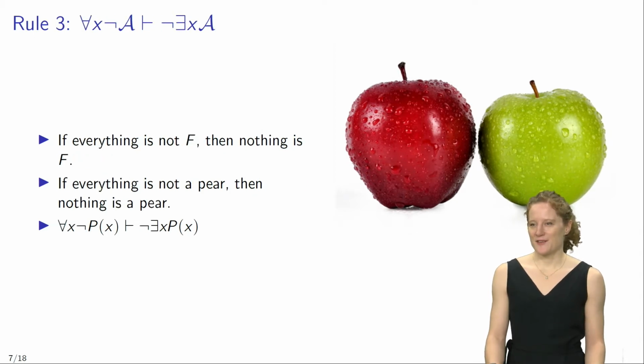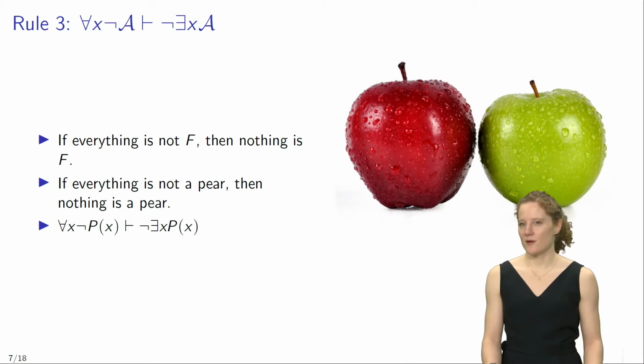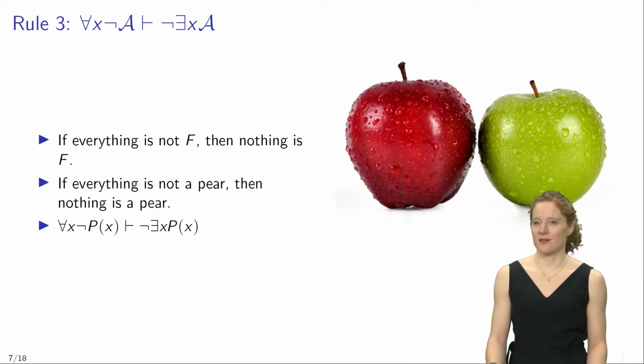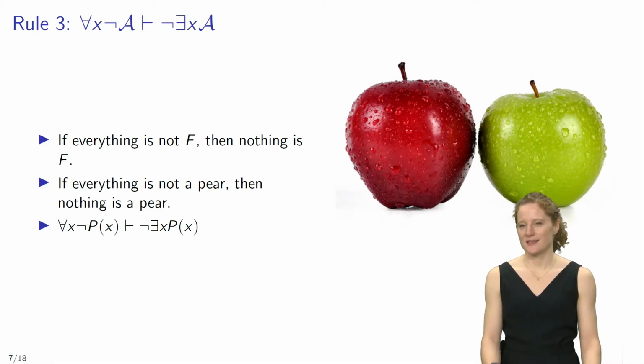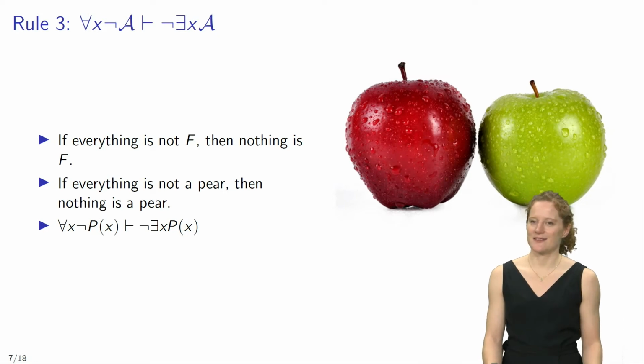The third quantifier conversion rule allows you to infer that nothing is F from the premise that everything is not F. So for example, if everything is not a pear, then nothing is a pear. Or formally speaking, if for all x not Px, then it is not the case that there is an x such that Px.